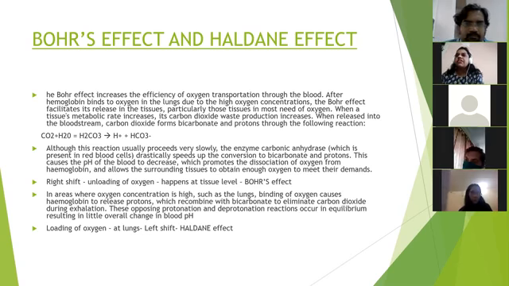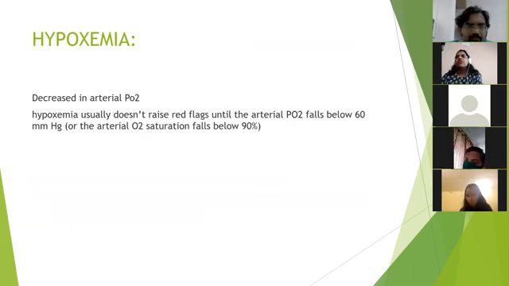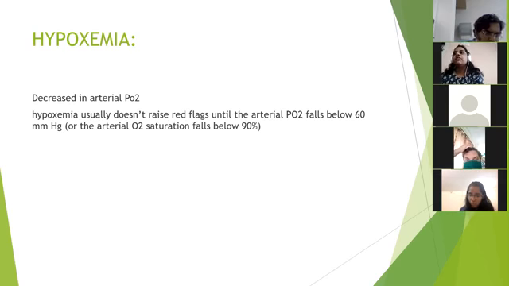Hypoxemia is a decrease in arterial PO2. Hypoxemia usually doesn't raise a red flag until the arterial PO2 falls below 60 millimeters of mercury. And hypercapnia is defined as an arterial PCO2 above 46 millimeters of mercury. That doesn't represent compensation for the metabolic alkalosis.